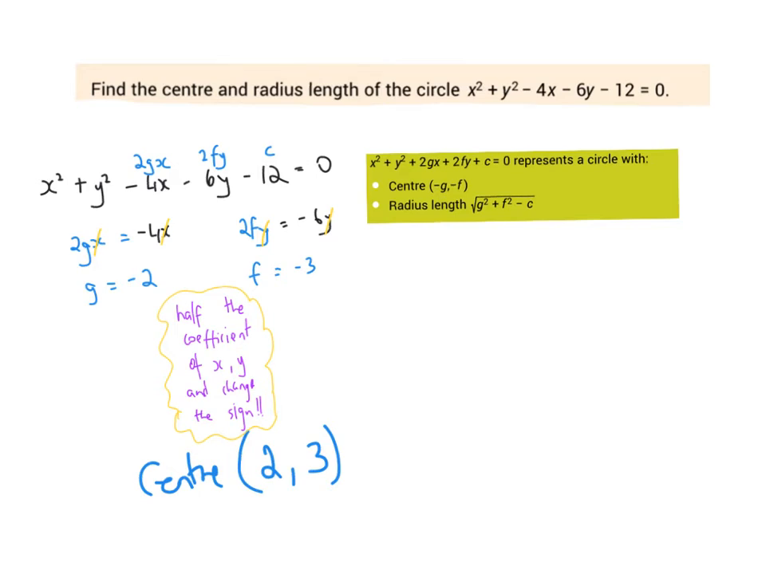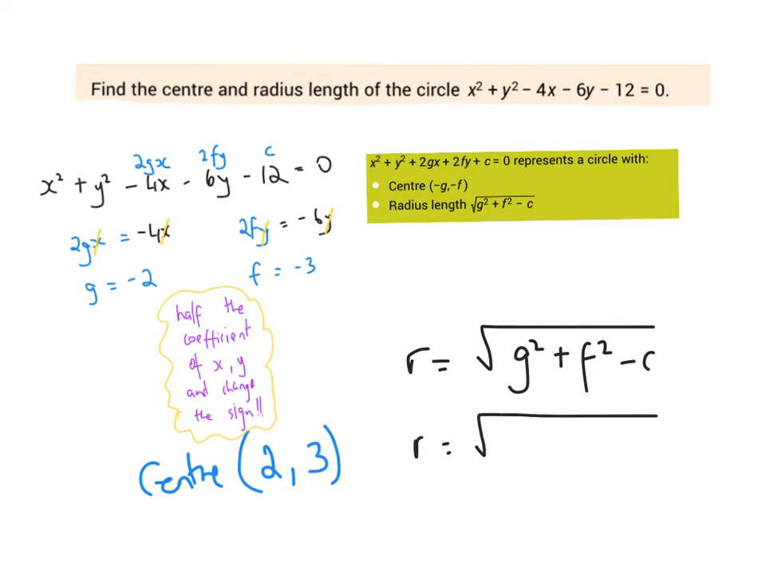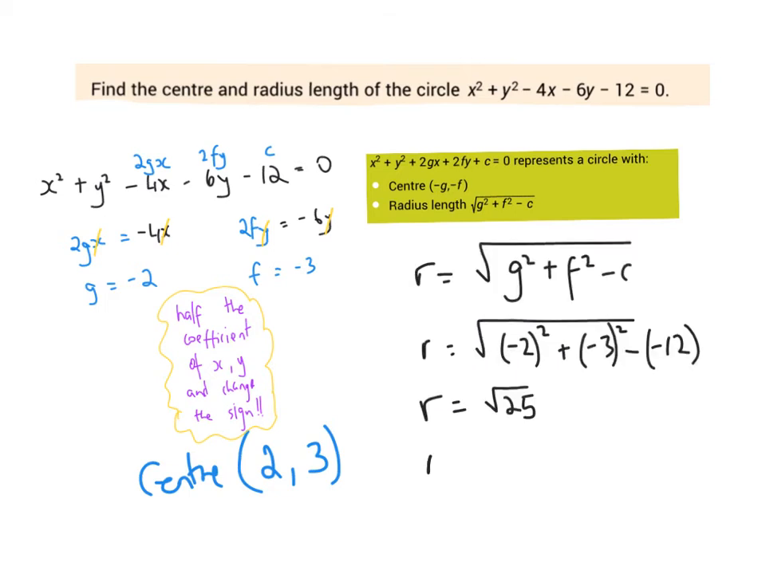And then to work out the radius, all we have very simply is r is equal to the square root of g squared plus f squared minus c. And again, this is on page 19 of your log tables. So it's the square root of (−2) squared plus (−3) squared minus (−12). So r is equal to 4 plus 9 is 13 plus 12 is the square root of 25. So our radius r is equal to 5.